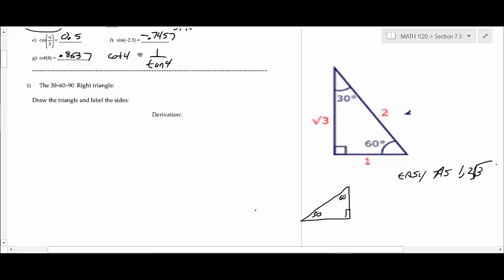Now what you do is you put the numbers in logical places. Don't just blindly memorize those numbers because you'll forget it. Here's what you want to do. This 1 is the smallest side.